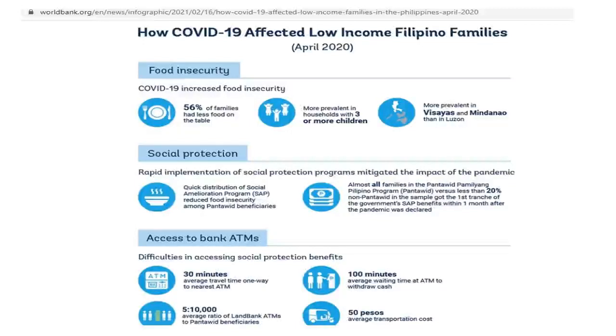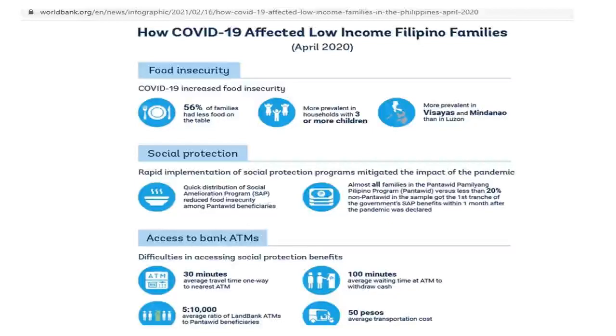As for social protection, it was found out that rapid implementation of social protection programs mitigated the impact of the pandemic. Under that, we have quick distribution of SAP, or Social Amelioration Program, which amounted to 5,000 pesos if I can remember correctly. So this reduced food insecurity among Pantawid beneficiaries.